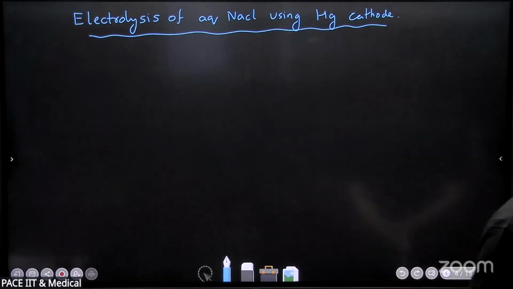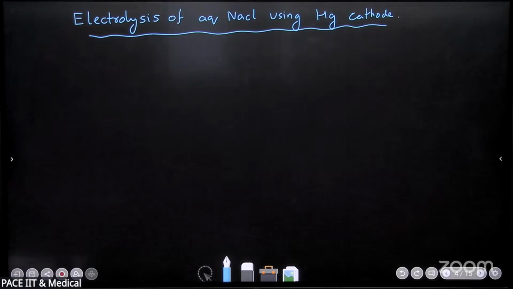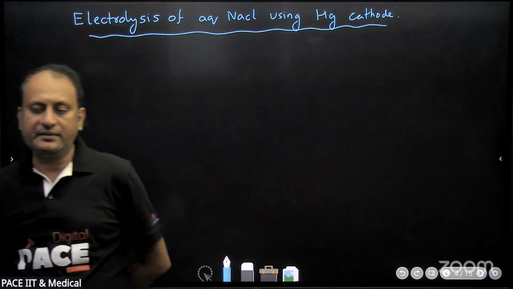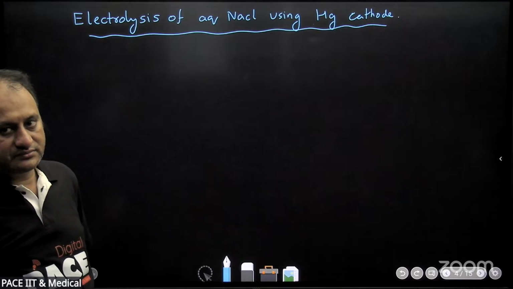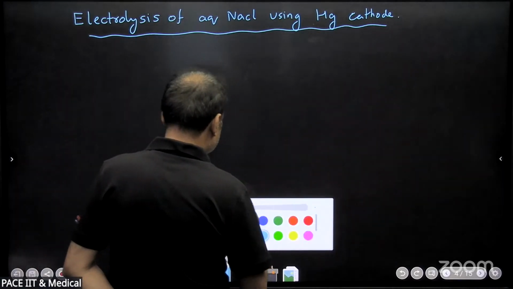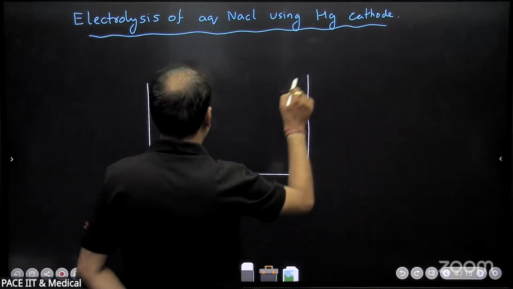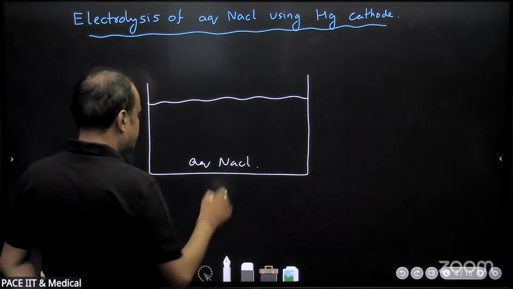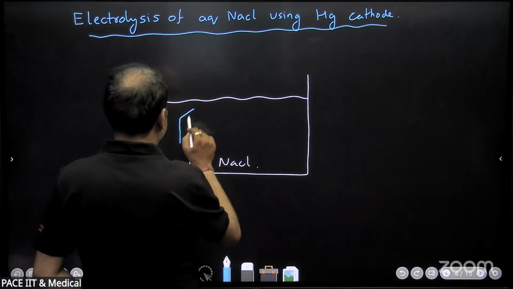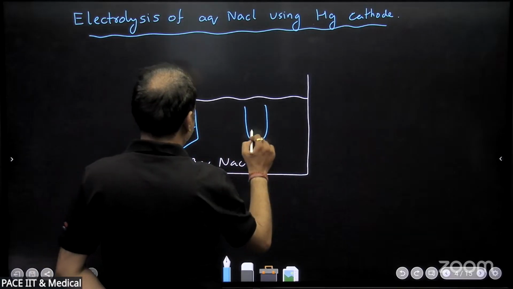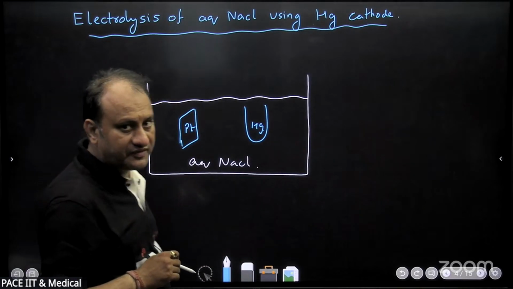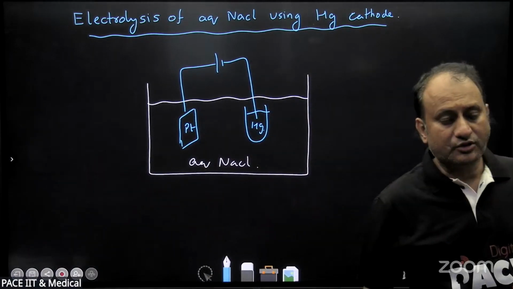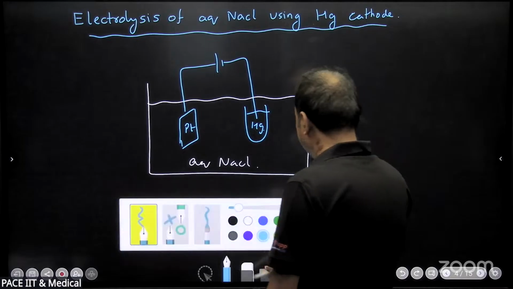In this same electrolysis of aqueous NaCl, if I make the cathode of mercury rather than platinum, we take it of liquid mercury, then what changes are going to occur? Now what difference will occur here? Anode side, so we have not made any change, so no difference. Cathode side, the two reactions which we were discussing.